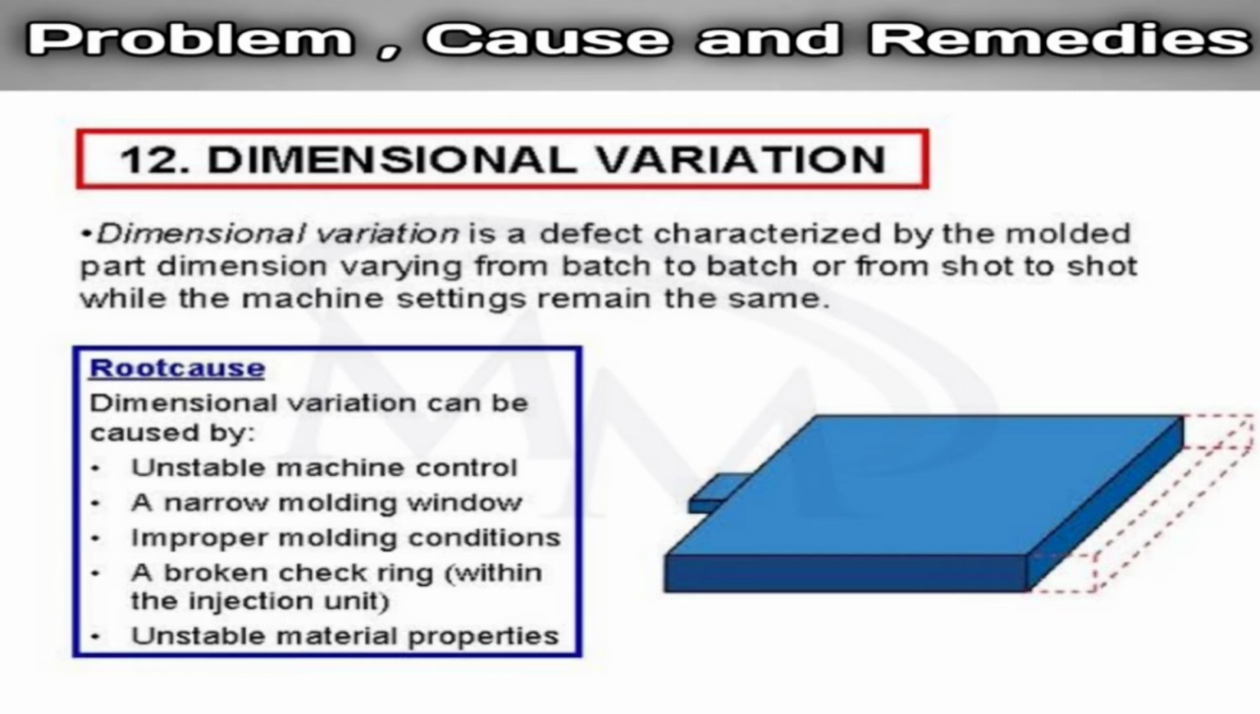Dimensional variation. Dimensional variation is a defect characterized by the molded part dimension varying from batch to batch or from shot to shot while the machine settings remain the same. Root cause: Dimensional variation can be caused by 1. Unstable machine control. 2. A narrow molding window. 3. Improper molding conditions. 4. A broken check ring within the injection unit. 5. Unstable material properties.